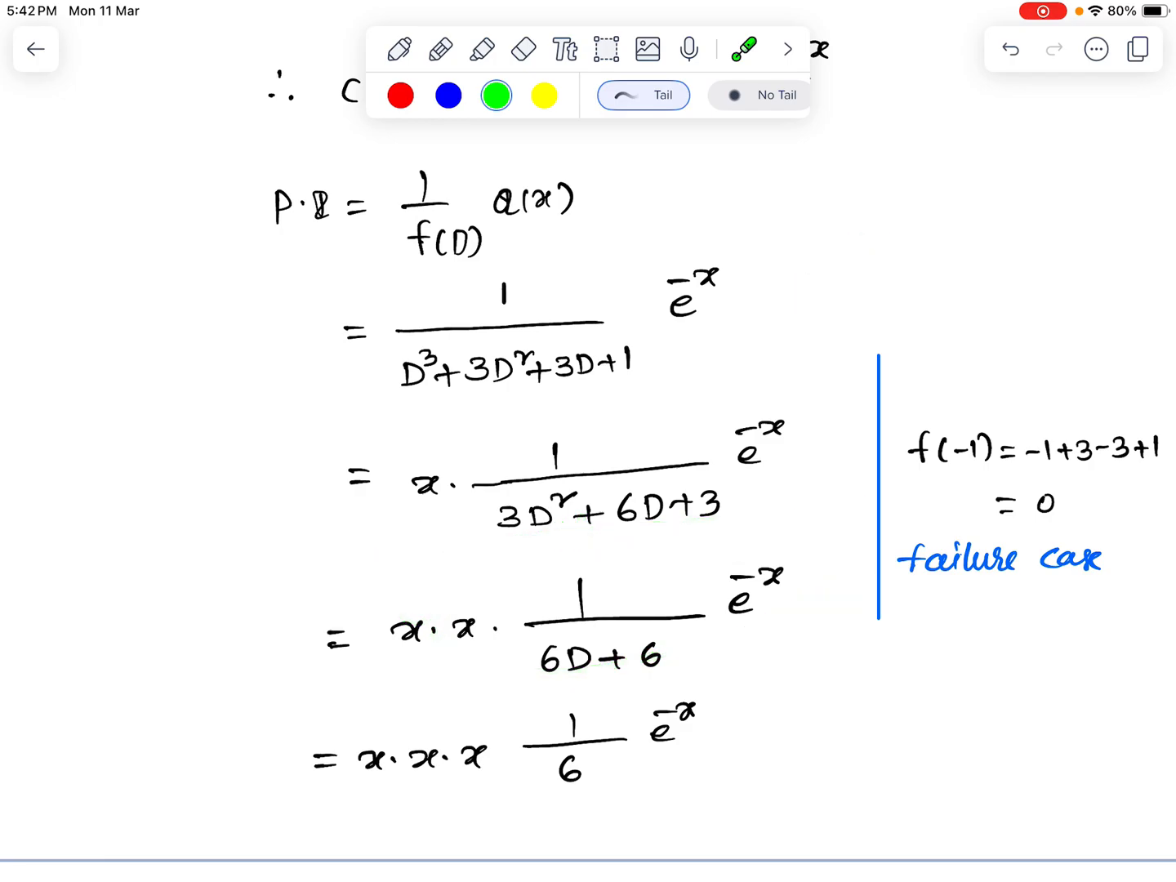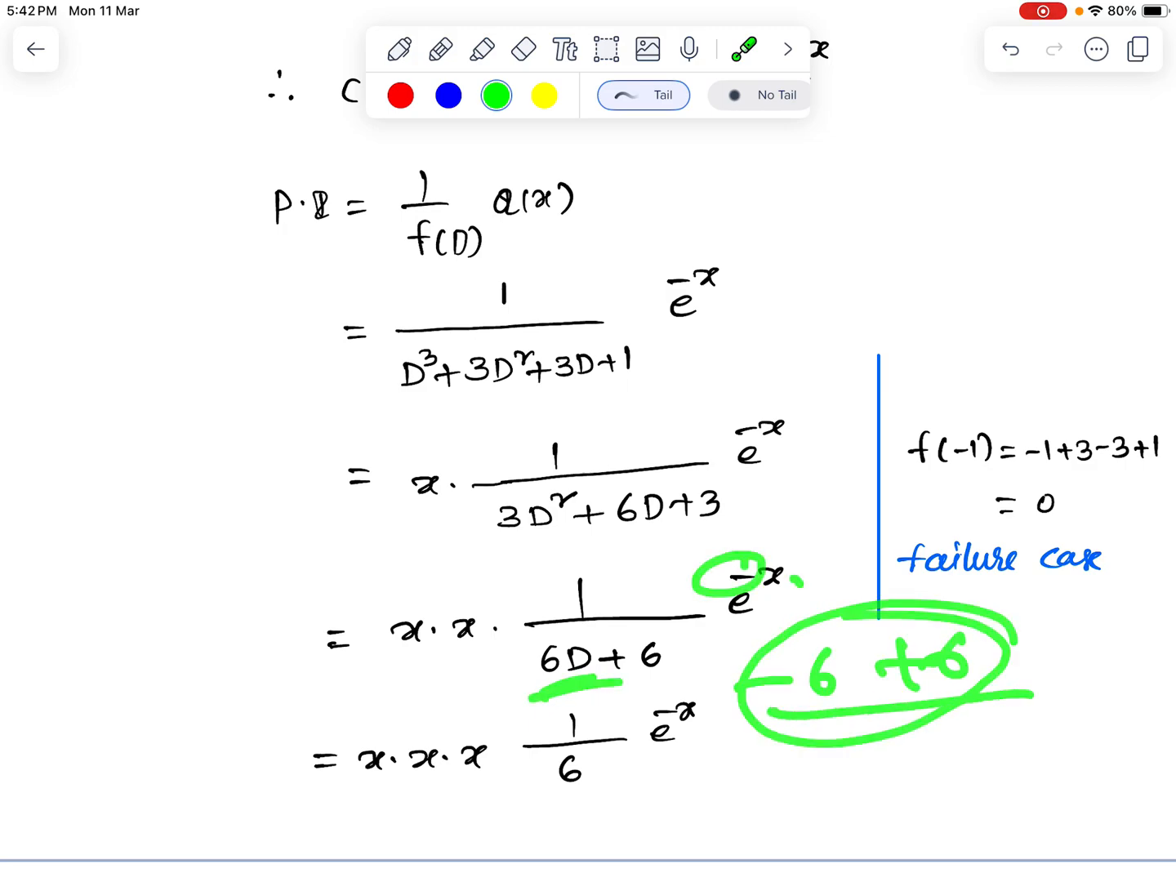So again it is a failure case, which means one more x we should take on the left side. Already we have 1 x, one more x we should take. Again differentiate with respect to d: 6d plus 6, into e power minus x. Here again we put d by minus 1, minus 6 plus 6, and we again get a failure case.